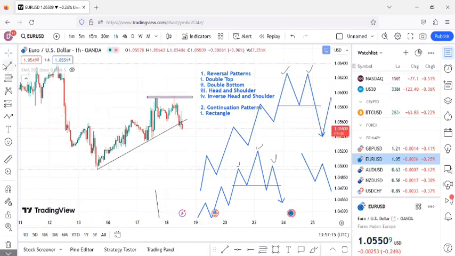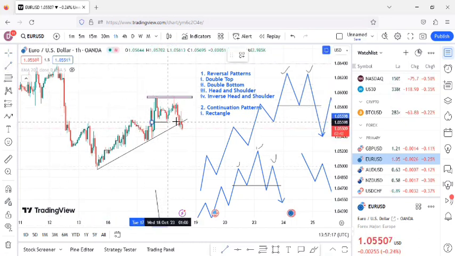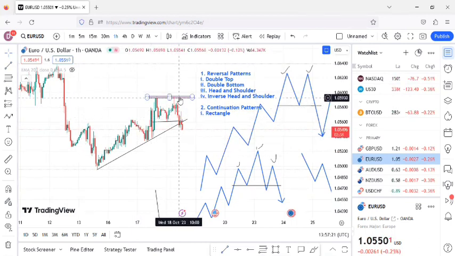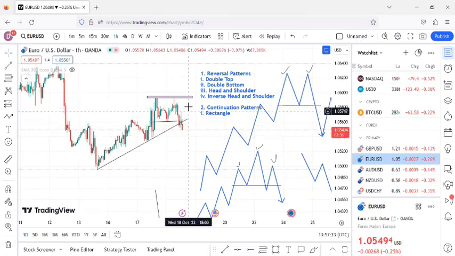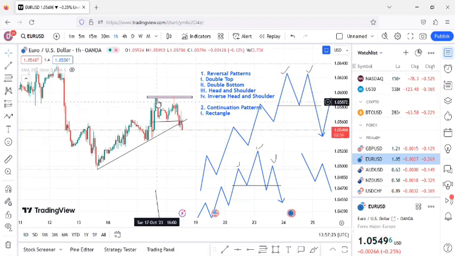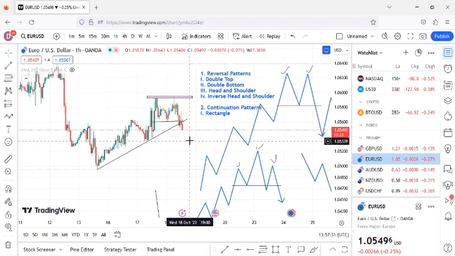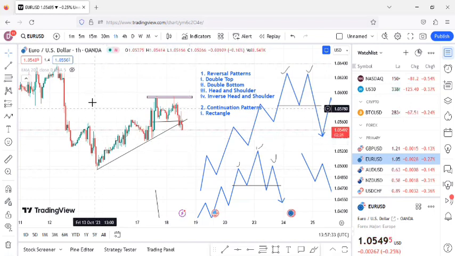Okay, a double top, a neckline. This shows that the price Euro USD is about to fall. So this market is going to fall because it has broken the neckline, and you can see that it's dropping already.